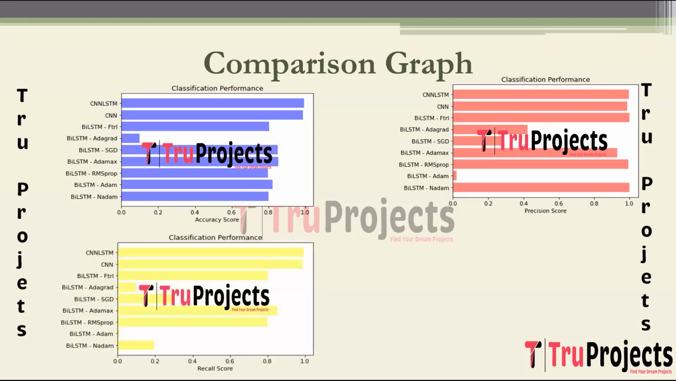This is the recall comparison graph. Recall is also known as sensitivity or true positive rate. It measures the ability of the model to capture all relevant instances. It calculates the ratio of correctly predicted positive observations to the total actual positives.